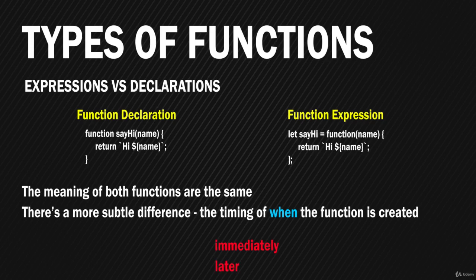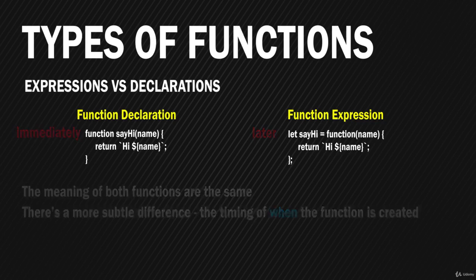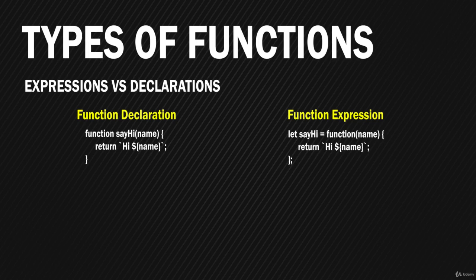And with a function declaration, it's created immediately. And with a function expression, it's only created when it's called. And I'm going to show you examples of what this means in the next lecture, so don't worry if you don't fully understand what this means now. But just at a very, very high level, it just means with a function declaration, you can actually call the function even though you've defined it later on in your code. Okay, but now let's look at function expressions in a little bit more detail.